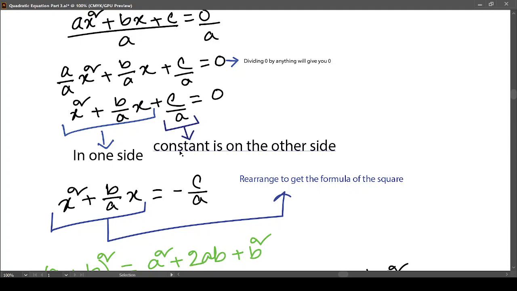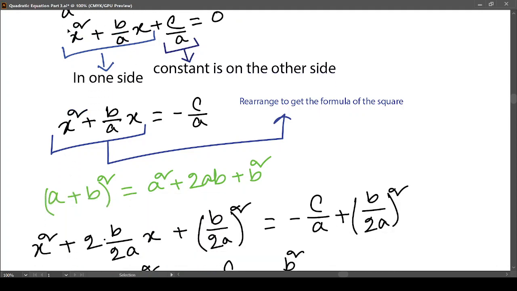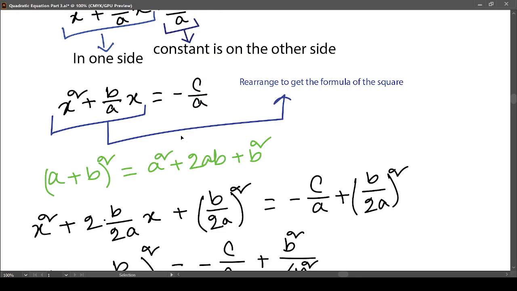Now the second step. In the second step, we need to make sure that this x square and x remain on one side of the equation, and this constant c divided by a goes on the other side of the equation. So if we rearrange this equation, we will get something like this: x square plus b by a, x equals to minus c divided by a.